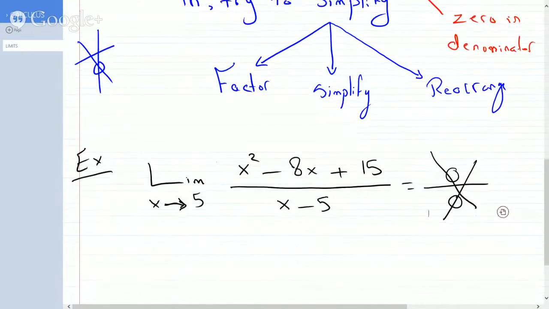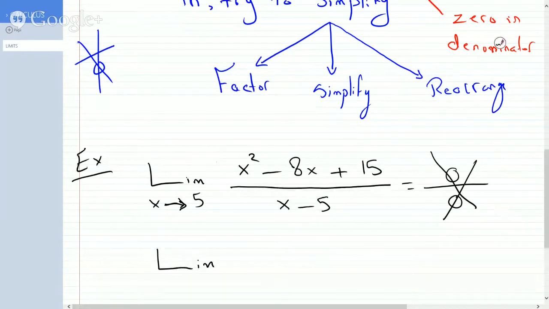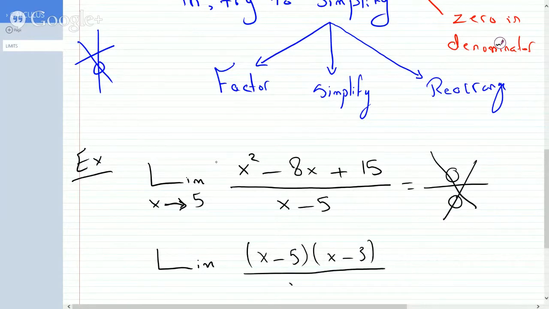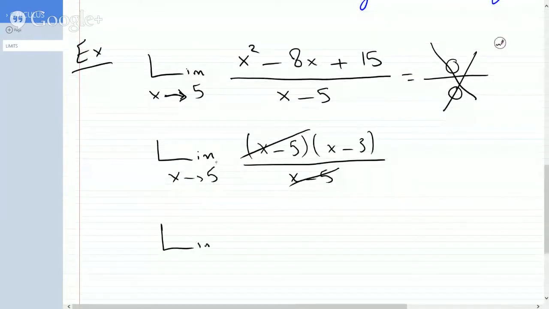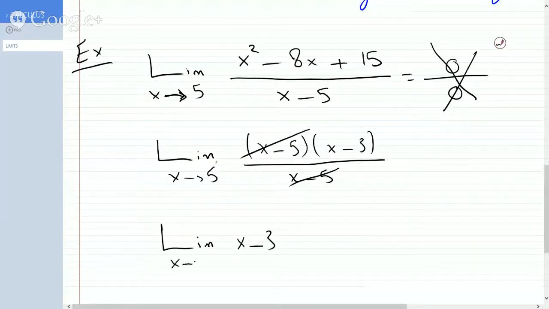So then you factor. So 5 and 3. They both have to be negative because that's minus. So you get x minus 5 times x minus 3 all over x minus 5. And then this goes away, as you can see. This was the source of trouble, the x minus 5. And it went away. So now what you have left is the limit of x minus 3 as x goes to 5.